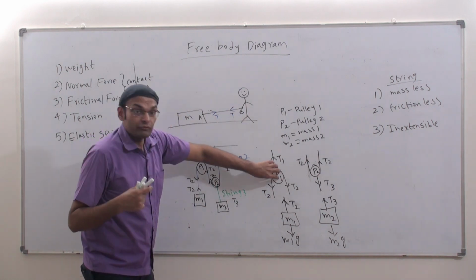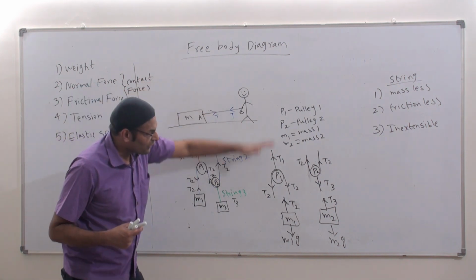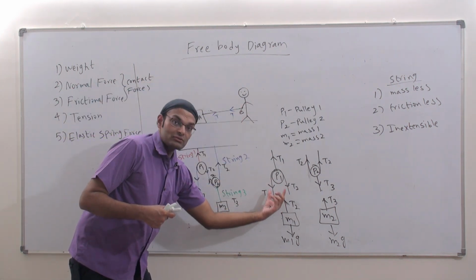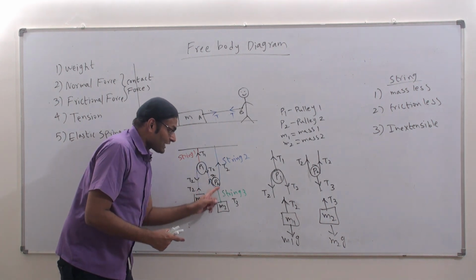So the point of discussion is what? P1. Up, like you have a tension in the upward direction, it is moving away. T2, tension that is going downwards. Why I am writing T2 because they are of the same string.